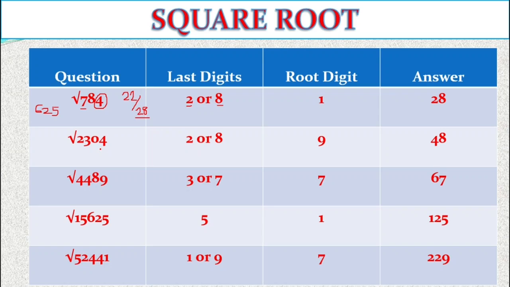And what about 2304? Yeah, for getting 4, I need to take either 2 or 8, because 2 into 2 is 4, 8 into 8 is 64. And coming to this, okay, 23, 5 5s are 25, 4 4s are 16, so 4 is the probable value. And which one is the correct answer? Either 42 or 48. Which one is the correct answer? How do I need to decide very quickly?